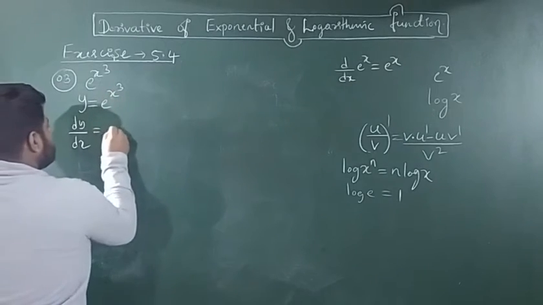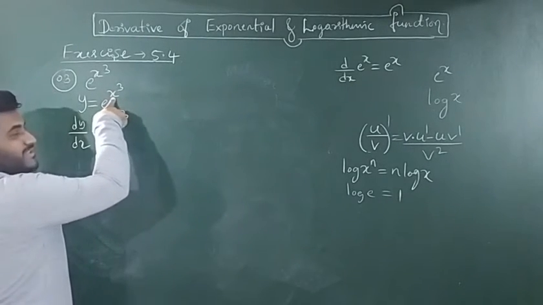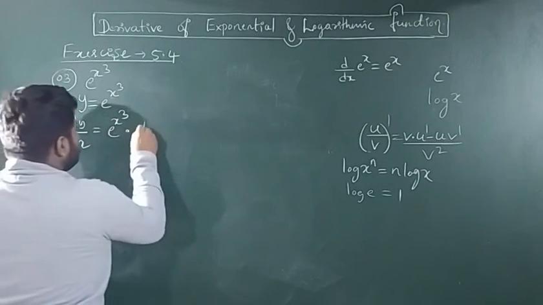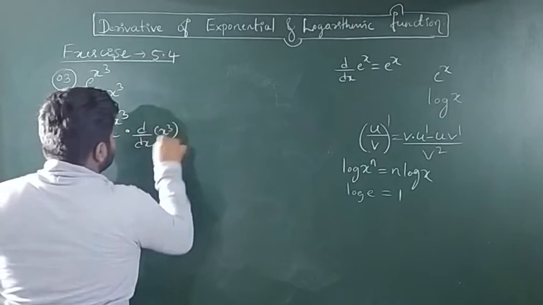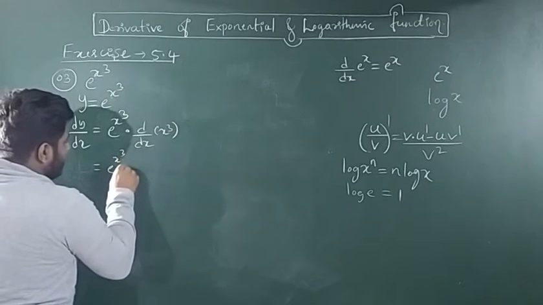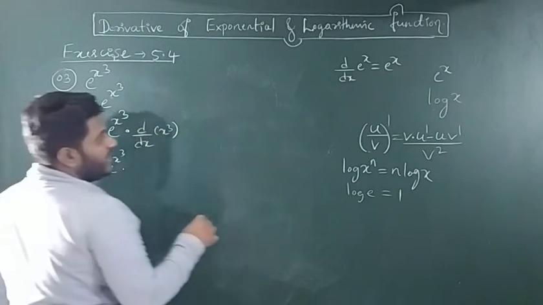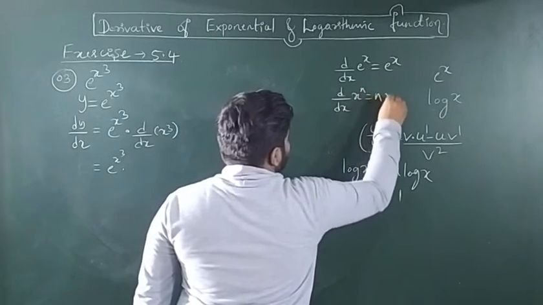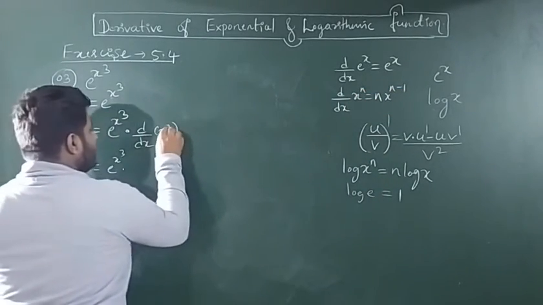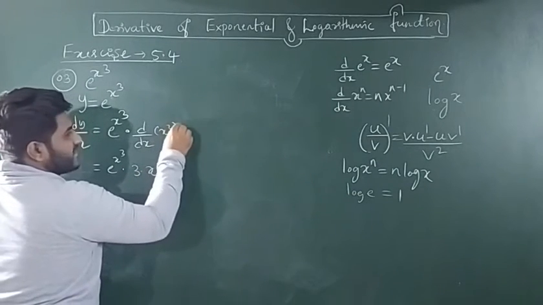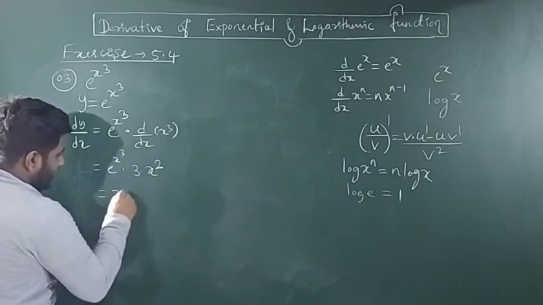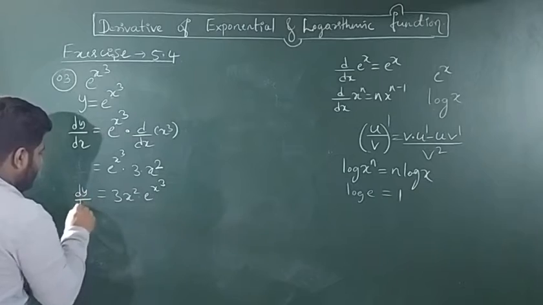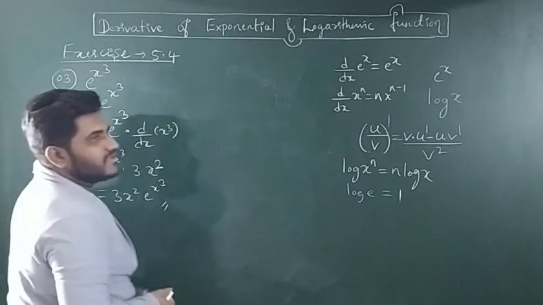So the differentiation of e raised to x is e raised to x only, but in place of x we are having x cube. If it were x, it would end here, but it is x cube. Again we should take the differentiation of x cube. So e raised to x cube into the differentiation of x cube. You know already, d by dx of x raised to n is n into x raised to n minus 1. So what is n here? 3. 3 into x raised to 3 minus 1, which becomes 2. So finally we are getting 3x square into e raised to x cube as the answer for dy by dx. So this is the answer for this question.